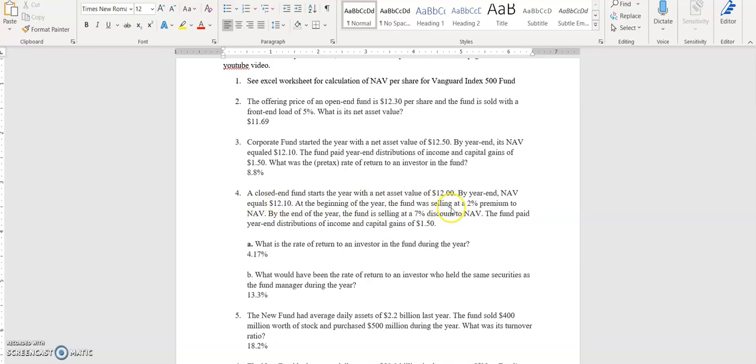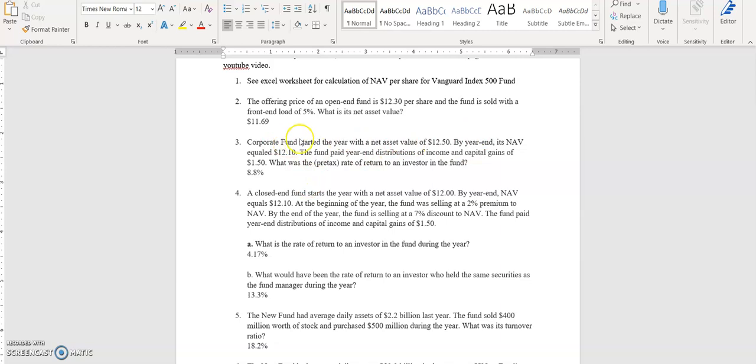At the beginning of the year, the fund was selling at a 2% premium, so the price at which you could buy the fund was at a 2% premium to this. By the end of the year, the fund was selling at a 7% discount to this net asset value. So it is 7% lower than this. Now, if you received distributions of $1.50, what return would an investor get? Now keep in mind, this is a closed-end fund, so that means this is trading like a stock on the exchange. That means you're going to be buying and selling at whatever is the closed-end fund price, not the NAV.